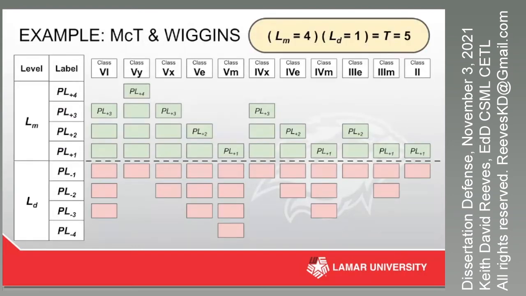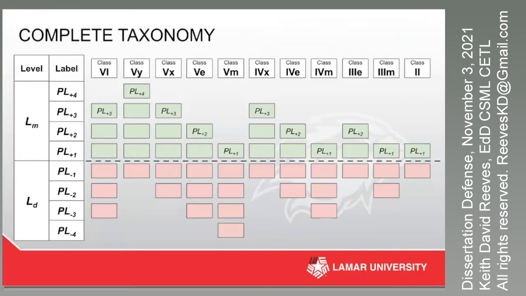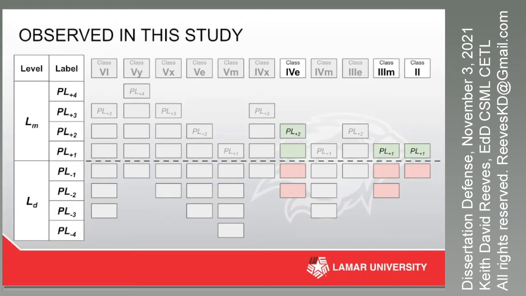And again, to the taxonomy. LM equals 4, LD equals 1, T equals 5 is obviously a form of class 5, and specifically we find it here, making the McTighe-Wiggins 2005 model class 5Y. That's how we use the taxonomy. The Reeves taxonomy, as mentioned earlier, accounts for all of the SBRCs observed in the literature and all of the theoretical permutations within the bounds of those observations. In fact, only 9 of the 11 models appear to be in either actual or proposed use. I did not identify any uses of class 5M or of class 4X.